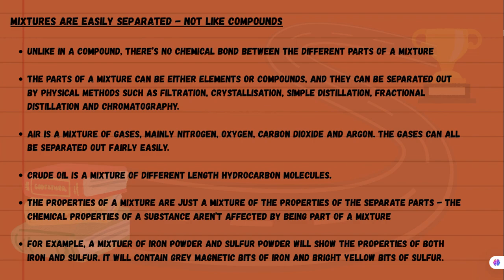Air is a mixture of gases, mainly nitrogen, oxygen, carbon dioxide, and argon. The gases can all be separated out fairly easily. Crude oil is a mixture of different length hydrocarbon molecules.